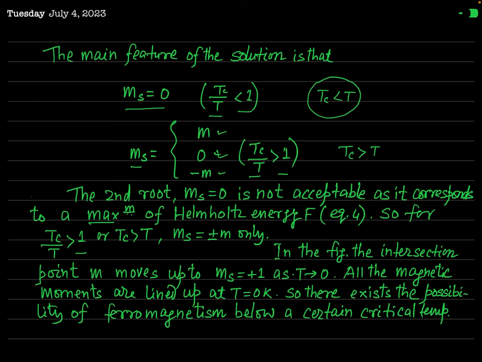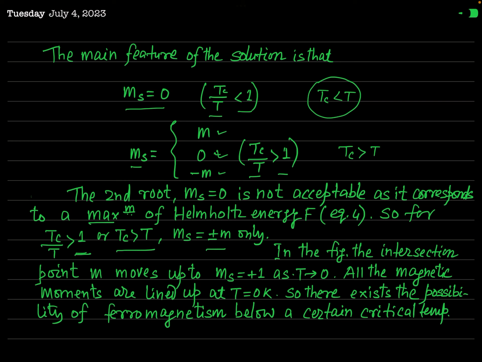Okay. So finally, from this conclusion, you can say that when Tc by T is greater than 1 or Tc is greater than T, then there are only two acceptable values of ms, and those values are plus minus m. Okay.